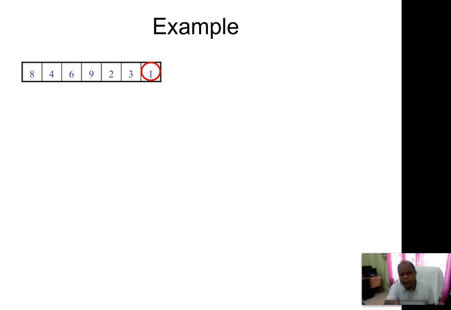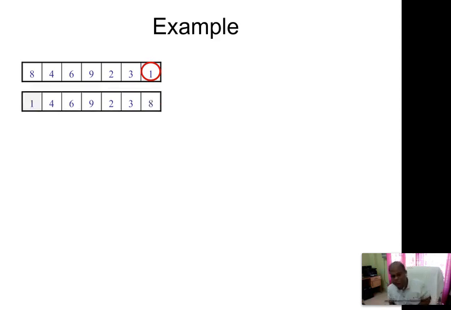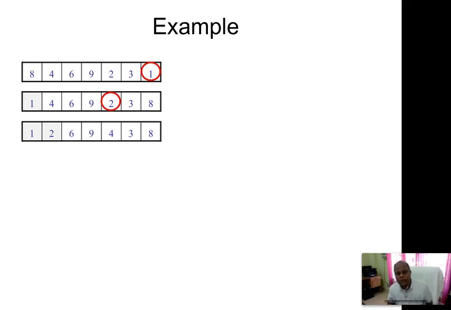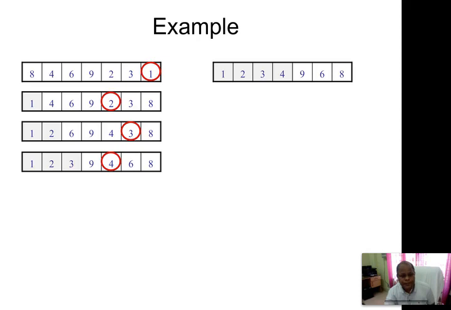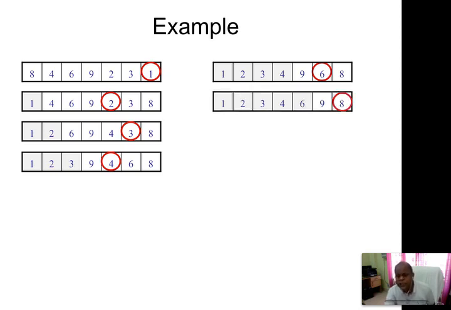See, in this first pass, 1 is the smallest element, and that will be placed in the first position. Hence, 1 and 8 will be exchanged. Next, the next smallest element is 2, and it will come to the second position. The third smallest element is 3, it will come to the third position, and that exchange will be done. The fourth smallest element is 4, it will come to the fourth position. The fifth smallest element is 6, and it will come to the fifth position. The sixth element is 8, it will come to the eighth position. Like this, it will do the sorting.